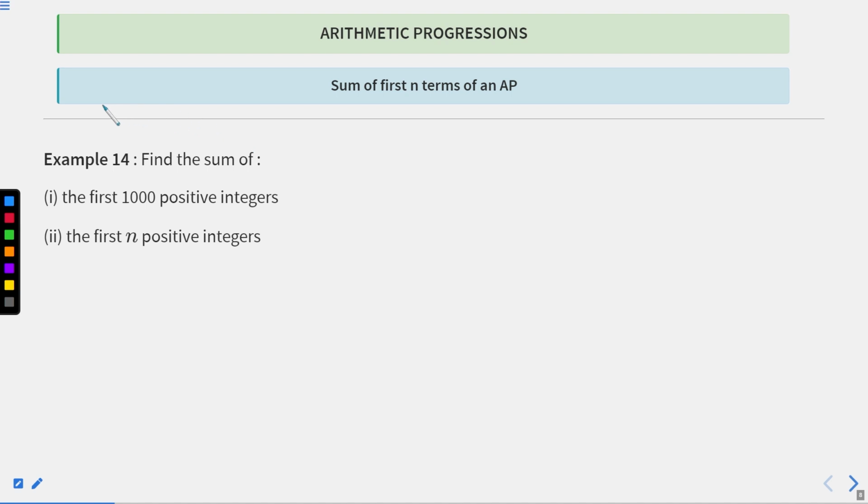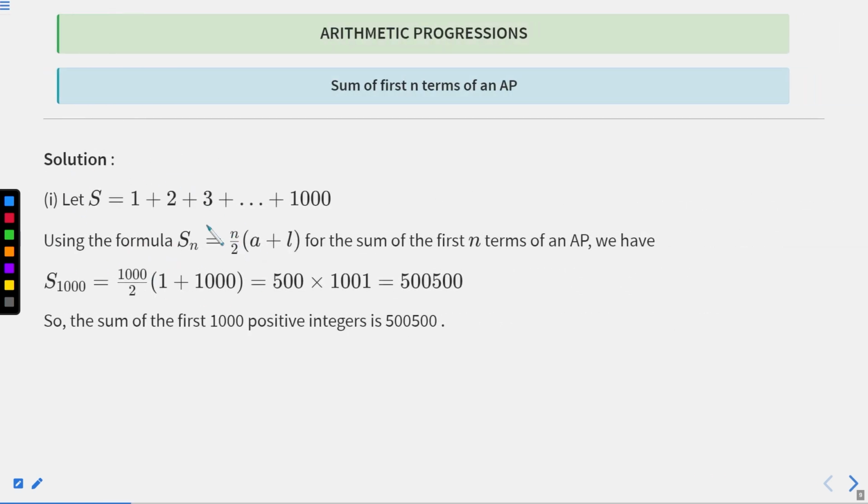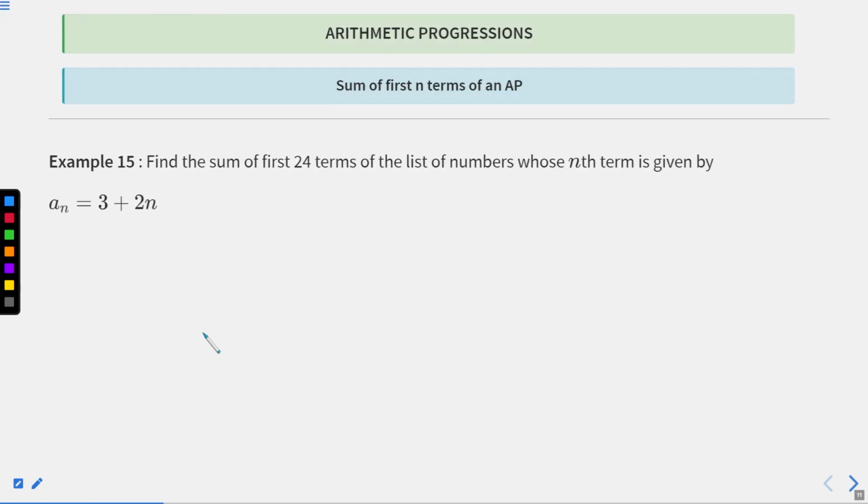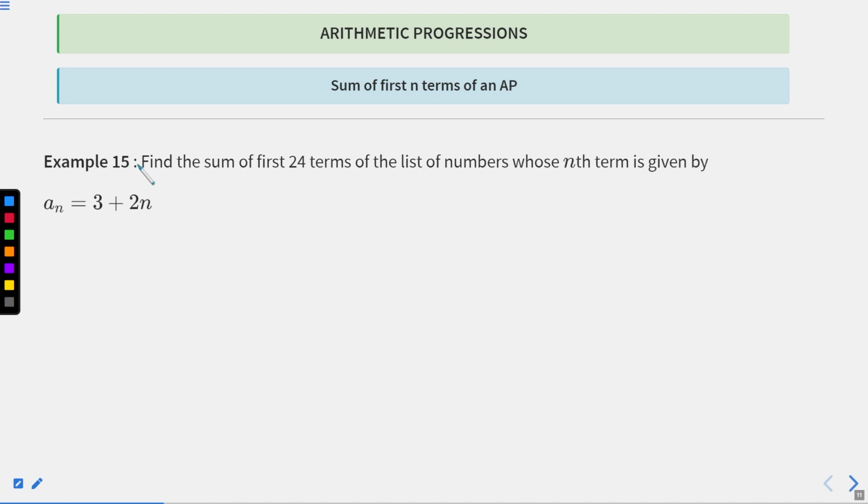We have also discussed this example: find the sum of the first 1000 positive integers, and the sum of first n positive integers. So the sum of first 1000 integers is equal to 500500, and the sum of first n positive integers is equal to n into n plus 1 divided by 2. Basically, we have discussed this example in our previous lecture.